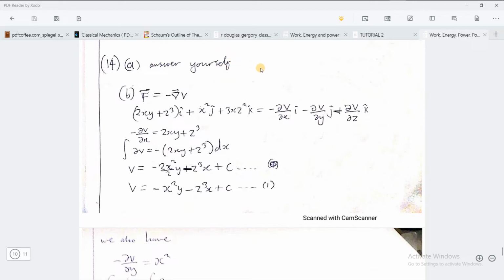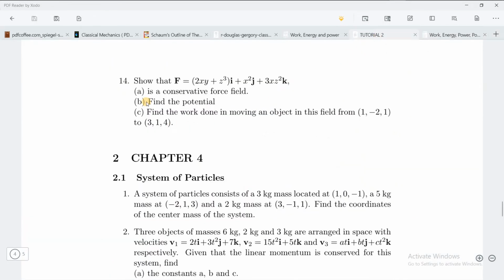Luckily, question 14 part A is independent of the second part and the other parts. So from question 14 we'll start looking from part B. Part B here is saying find the potential. We want to find the potential from this force field, since after showing that it is conservative, we can find a potential.